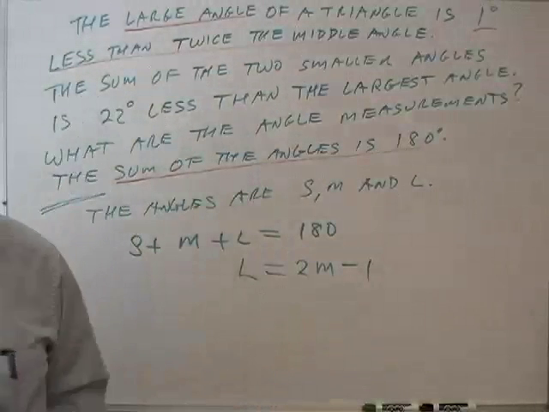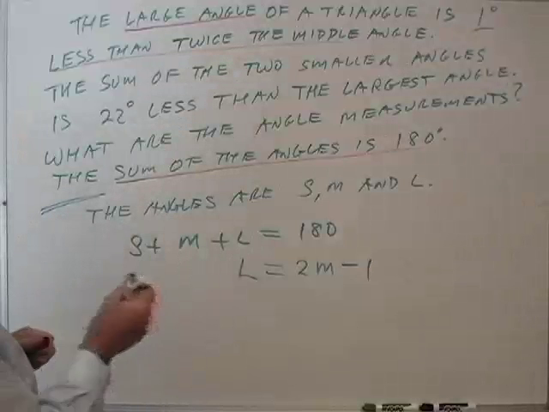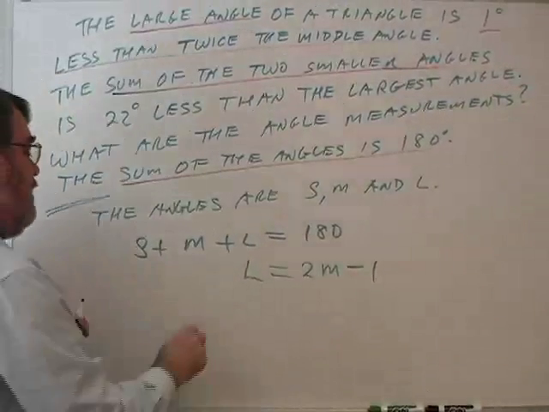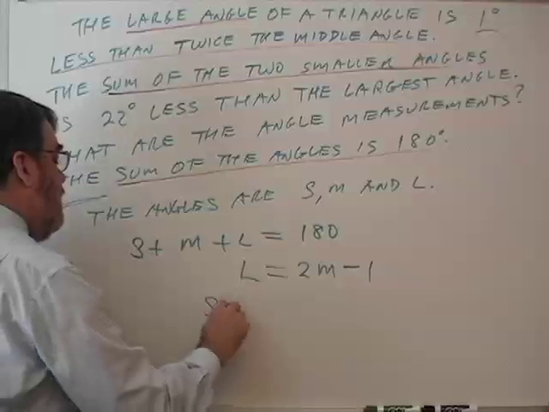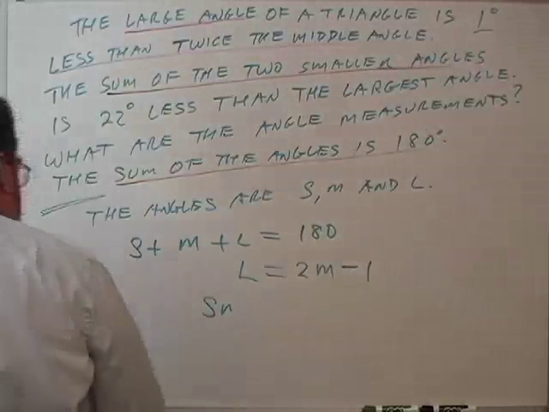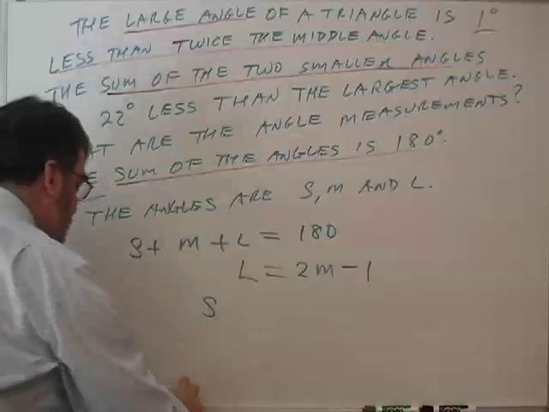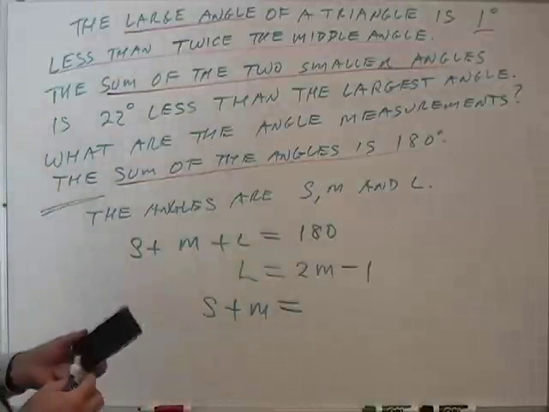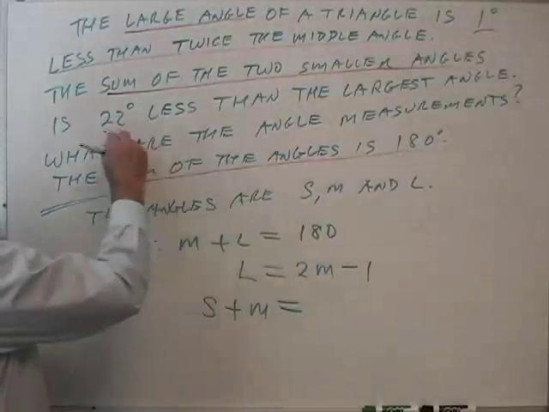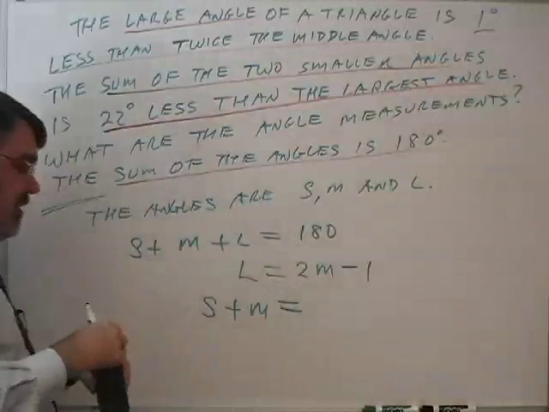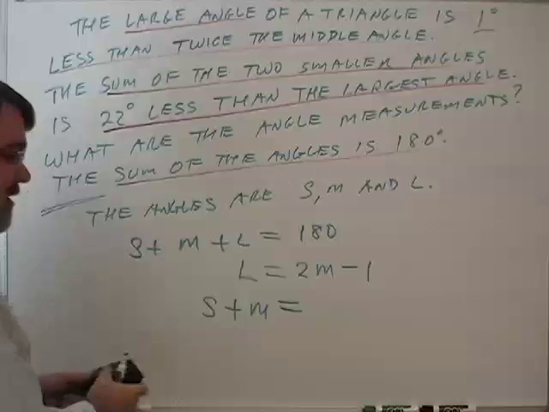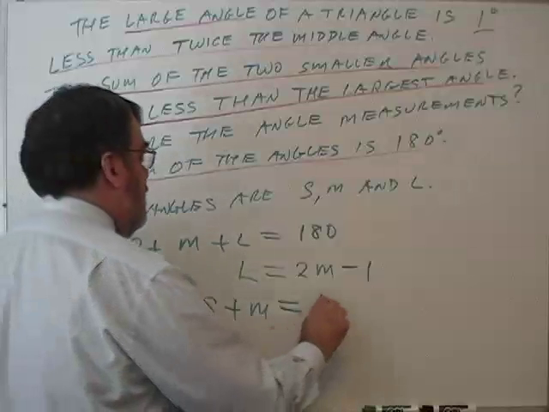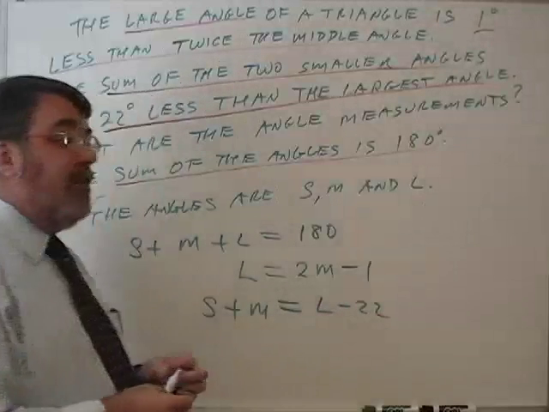Finally, we have the other clue. The sum of the two smaller angles, and that would be small plus medium, wouldn't it? Small plus medium is equal to 22 less than the largest angle. So there we have that, less than again. 22 less than means we're going to subtract 22 from the large angle.